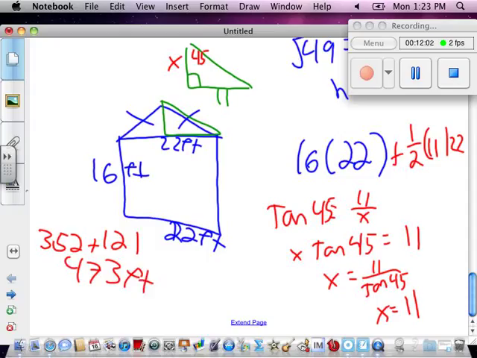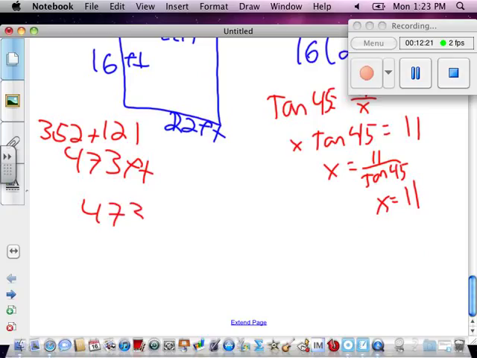No. Because I need to find out what? Gallons. So 175 square feet is what one gallon covers. So how would I figure out how many gallons I need? I would take 473 and divide it by 175. Your answer would be 2.7 gallons. Can you use 0.7 of a gallon? No. So it would be 3 gallons.